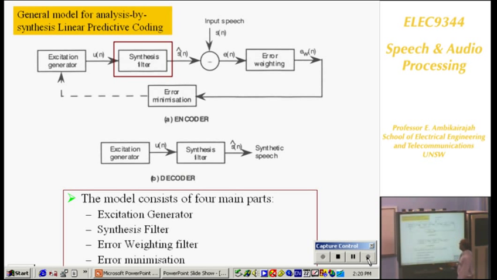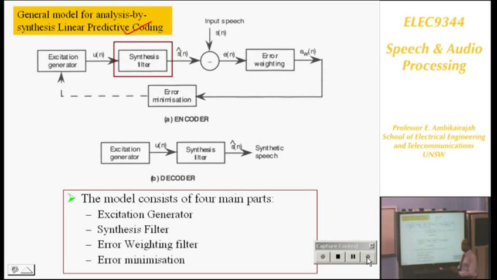Okay, let's look at the general model for the analysis by synthesis LPC coding. The model consists of four major parts. First one is the excitation generator. I want you to understand this very clearly, because from this basic model only we developed the major model. Then the synthesis filter. The synthesis filter is your LPC filter, the vocal tract. If you've got excitation and synthesis done, then you get the speech. That's the idea behind it.